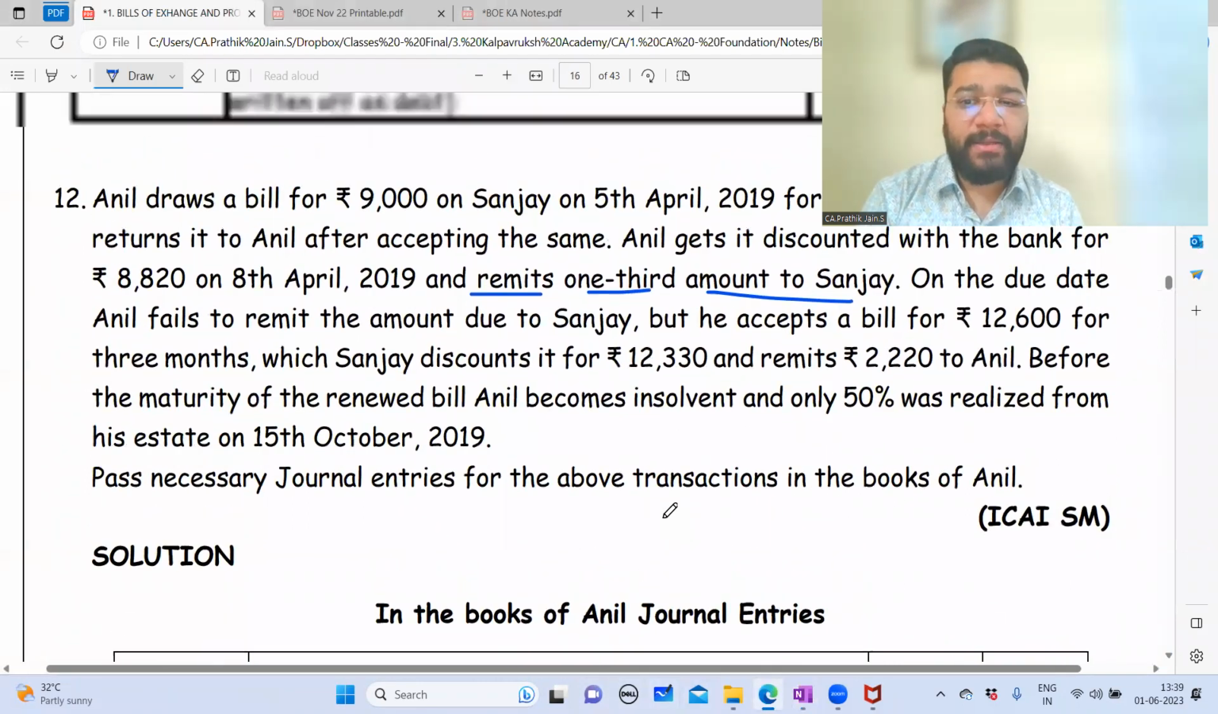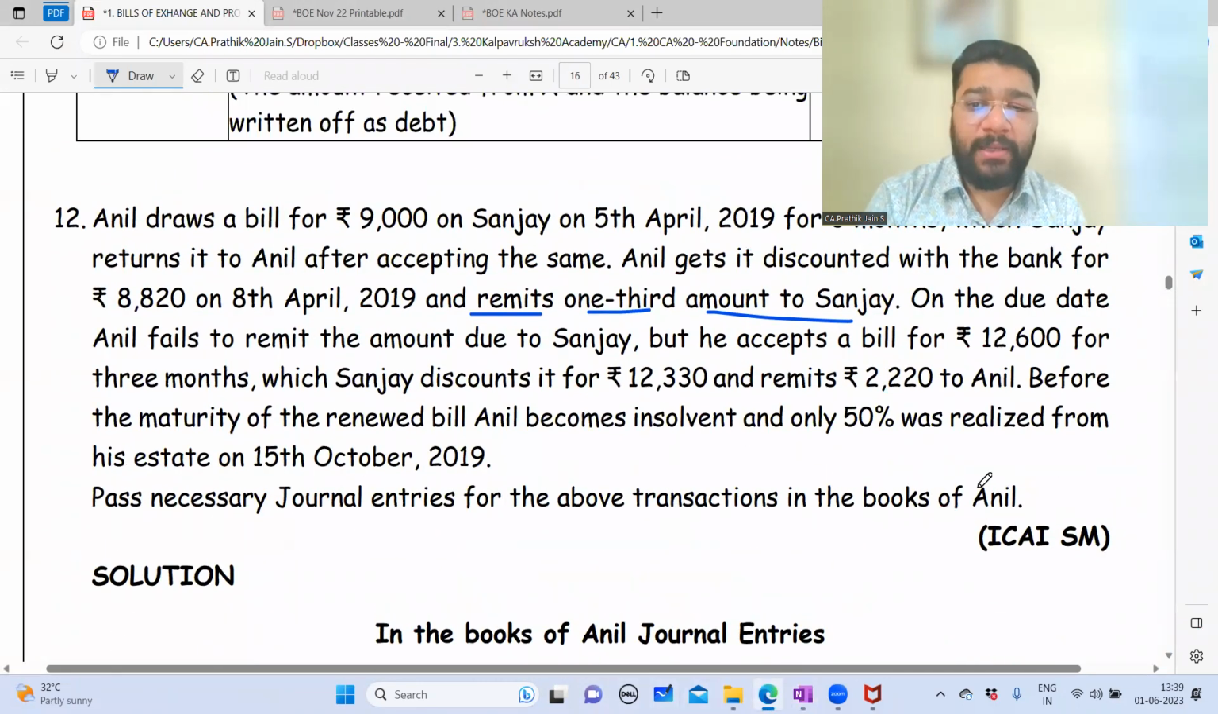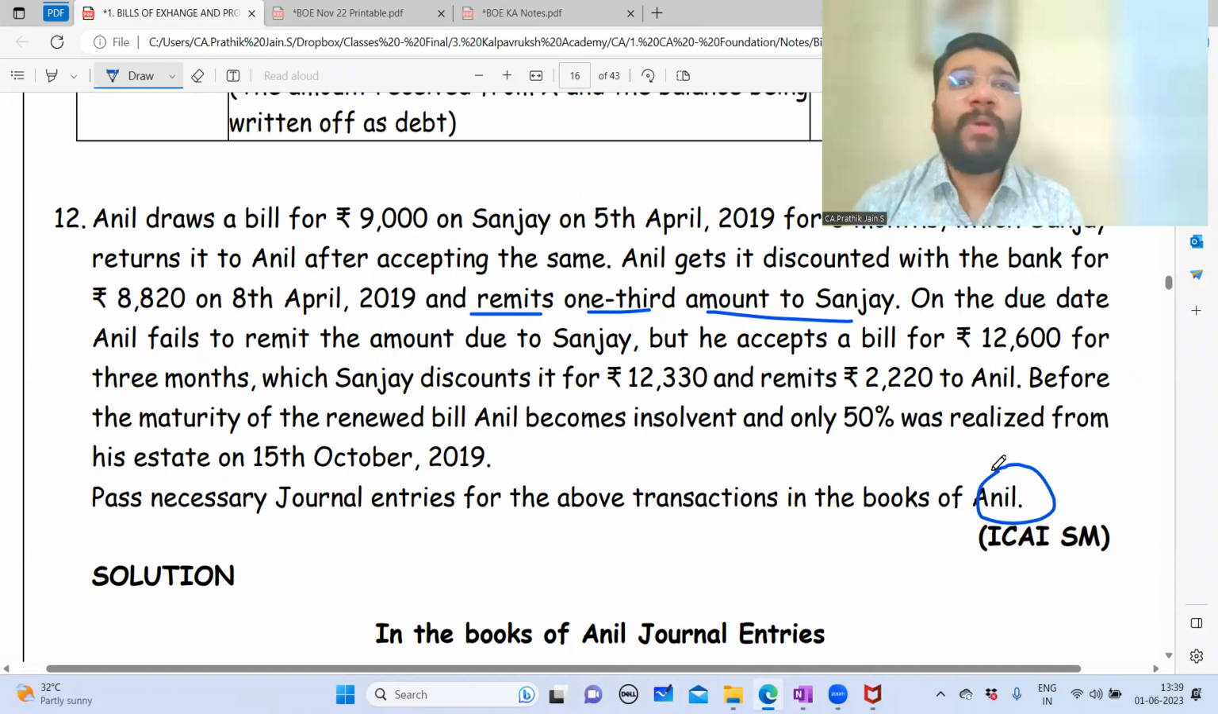12th one, try it. This is in the books of Anil. Anil is a drawer of the bill. Like in these two examples, X was drawer, no? Here Anil is drawer. So again, X book only they've asked. You do both in X book and Y book. Both Anil book and Sanjay book, you do it. And let me know what is the answer. We'll just cross check.